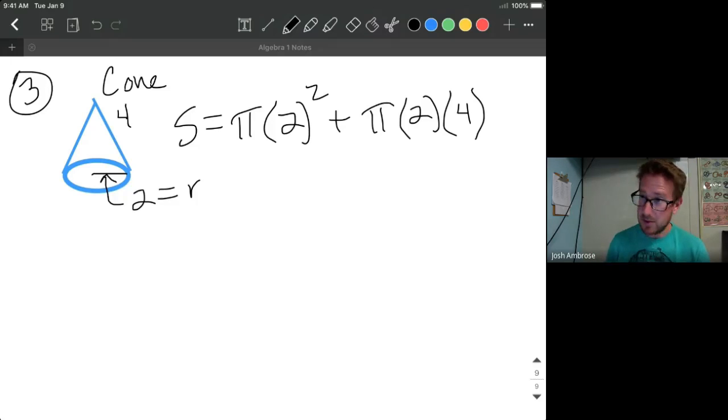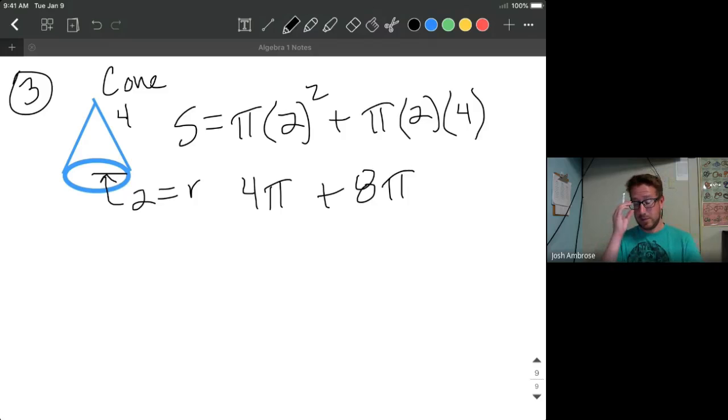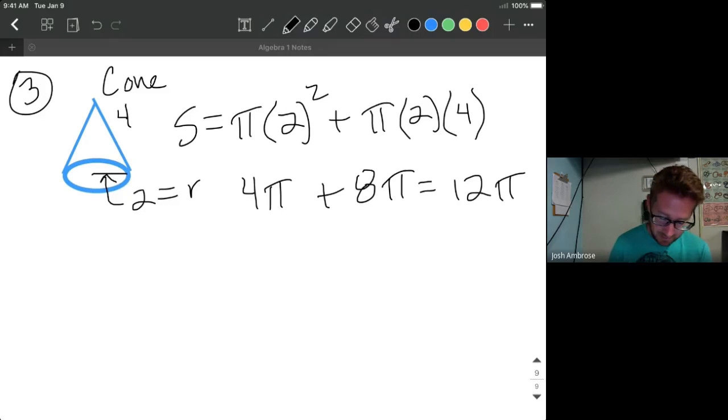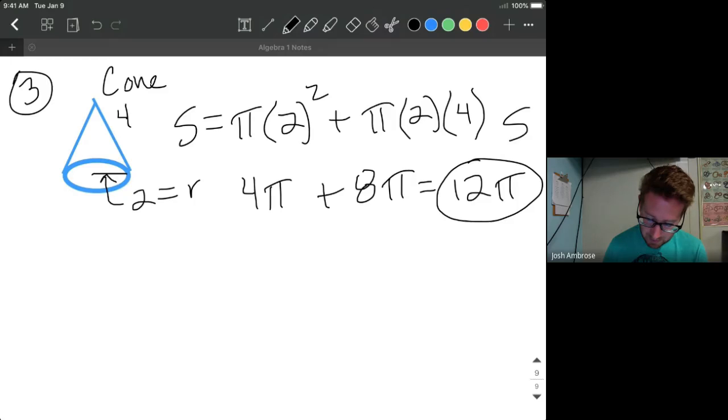So now let's start crunching some numbers. 2 squared is 4. So this side looks like 4 pi. All right, then you have 2 times 4. This side is going to look like 8 pi. And then it's simply a matter of combining like terms. 4 pi plus 8 pi, that's going to be 12 pi. All right, so that right there was for our surface area.